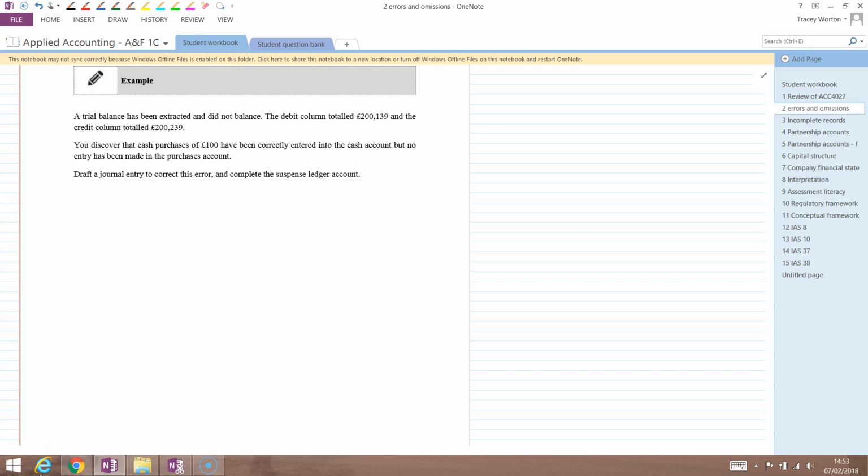So here we have a trial balance that has been extracted. It didn't balance. The debit column totaled 200,139 and the credit column totaled 200,239. So you've discovered that cash purchases of £100 have been correctly entered into the cash account, but no entry has been made into the purchases account. So we need to construct a journal entry to correct this error.